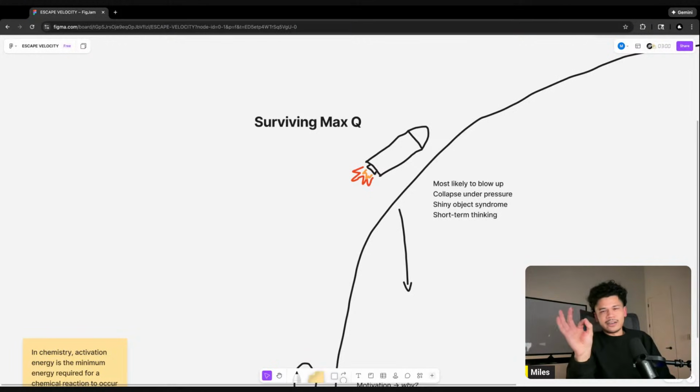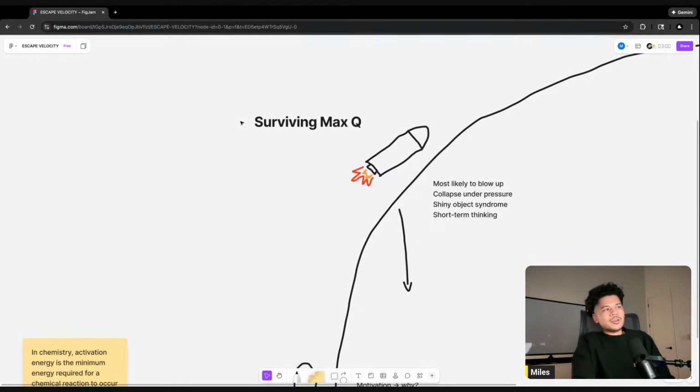Your objective here is to survive max Q, because on every person's journey, on every arc, everybody hits a max Q. It's just a little bit different for most people. And so it's a part of the journey though. That's important to understand. It's not something you can avoid. Understand?